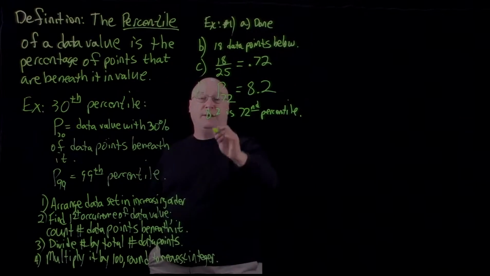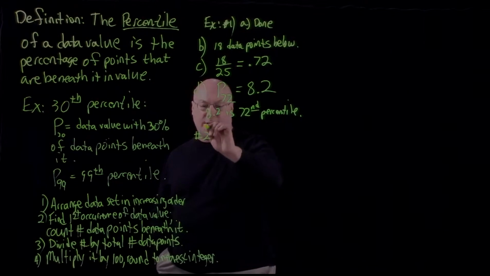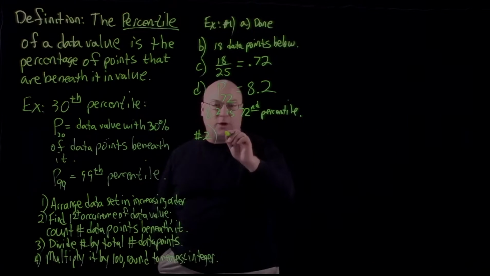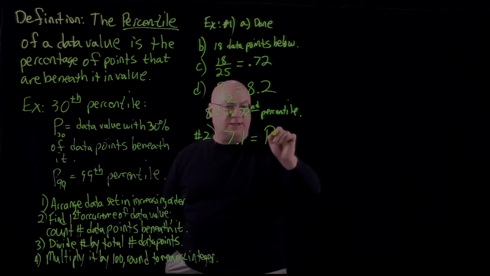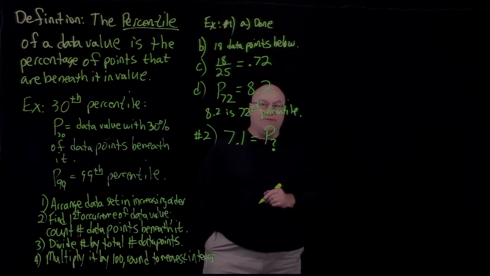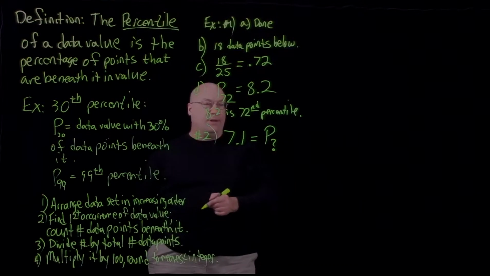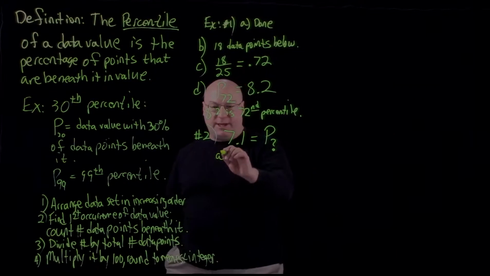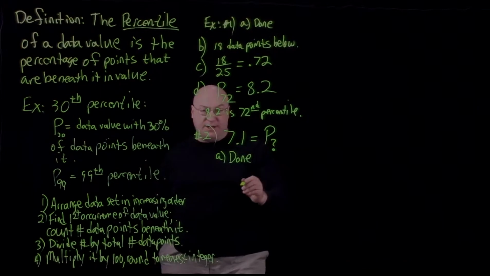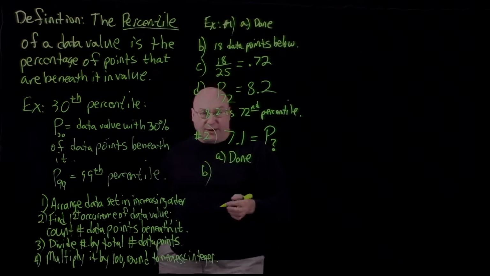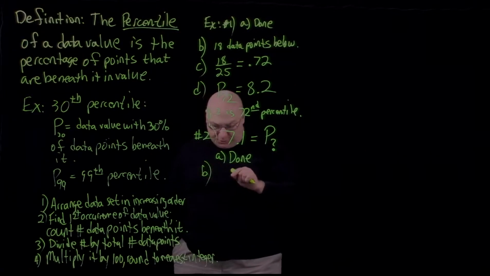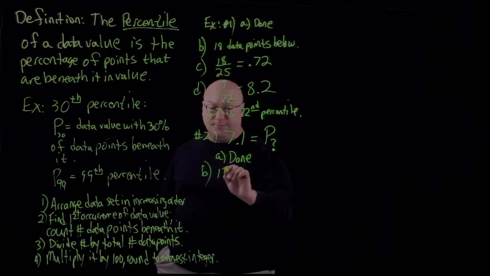Okay. Let's do another one here. I say find the percentile of 7.1 pounds. So 7.1 is P sub what? Pause me and see if you can get it. Okay, here we go. Part A, again, arrange the data points in order. That's done. Part B says count the number that are less than 7.1, and if you count through that, I think you will get 13.